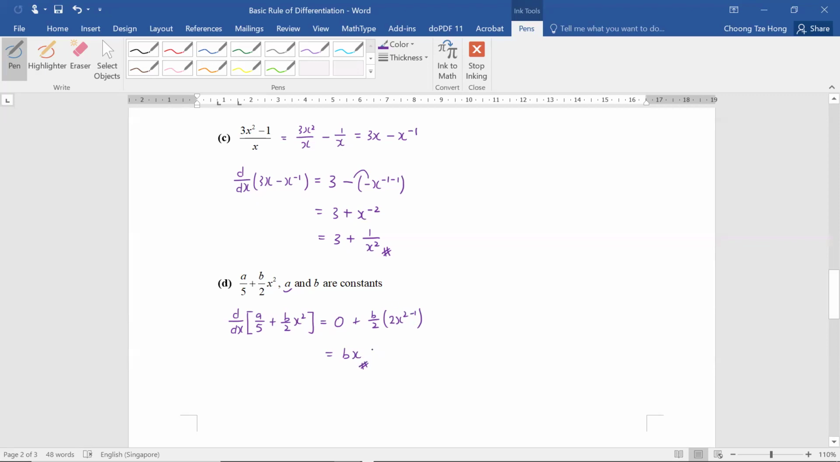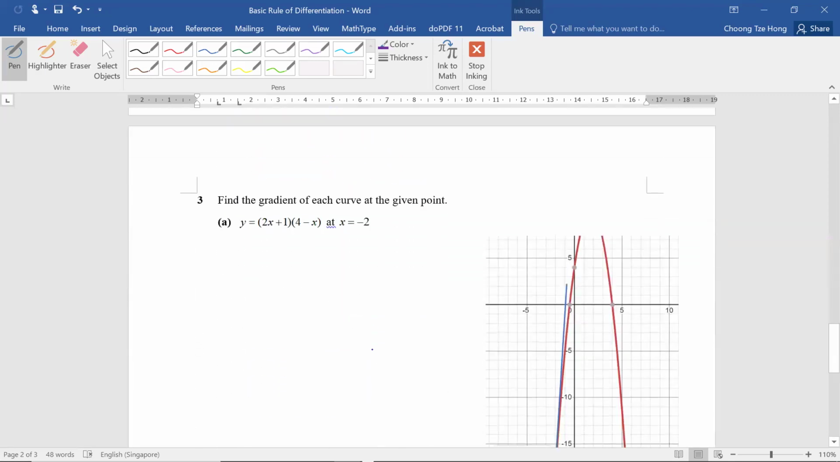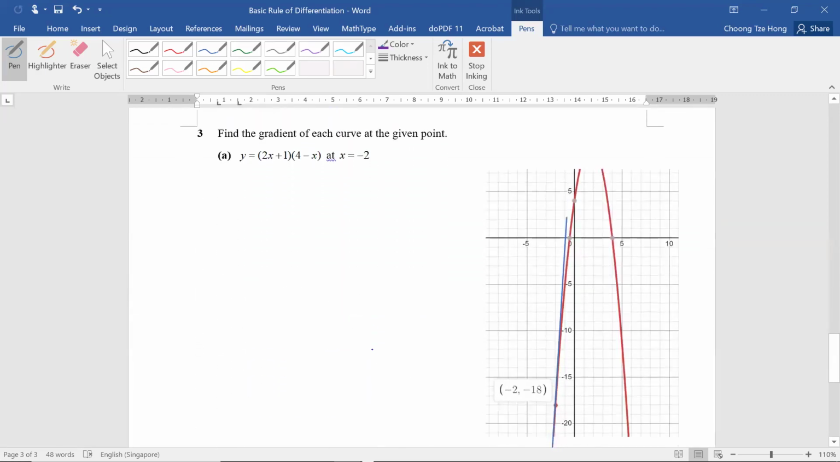Alright, now let's move on to two application questions to end off this video. Find the gradient of each curve at the given point. Based on my introduction lesson in class, you will know that to find dy/dx, the first derivative, what you're actually finding is the gradient function of that particular equation of curve.